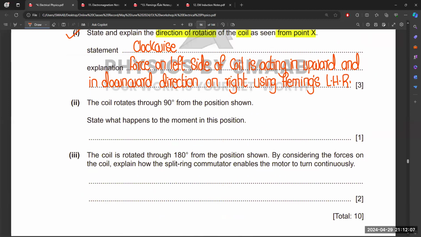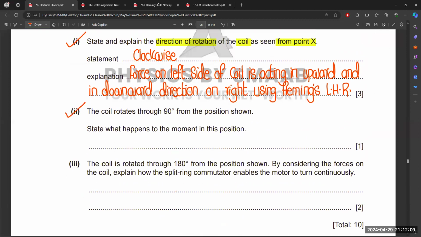Okay. The coil rotates through 90 degrees from the position shown. It means perpendicular.